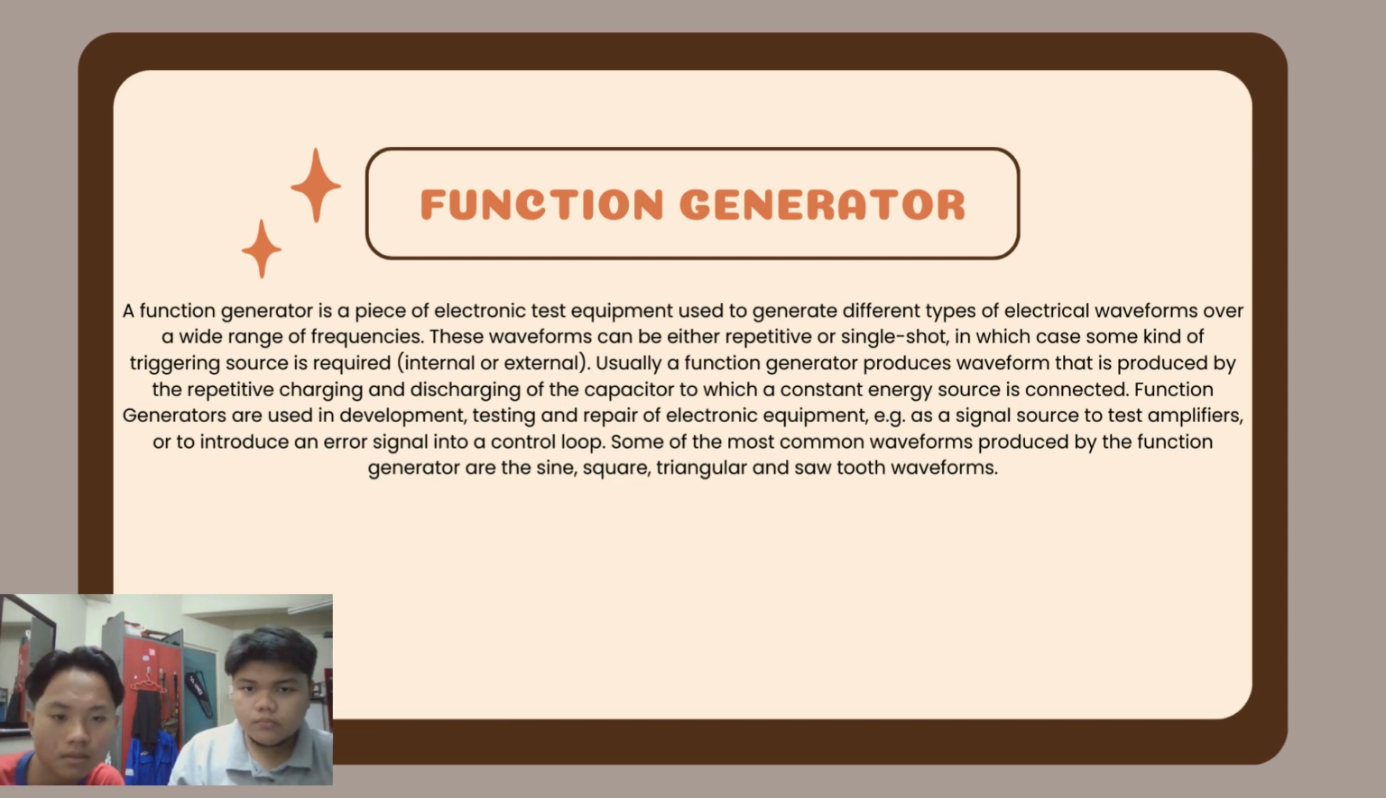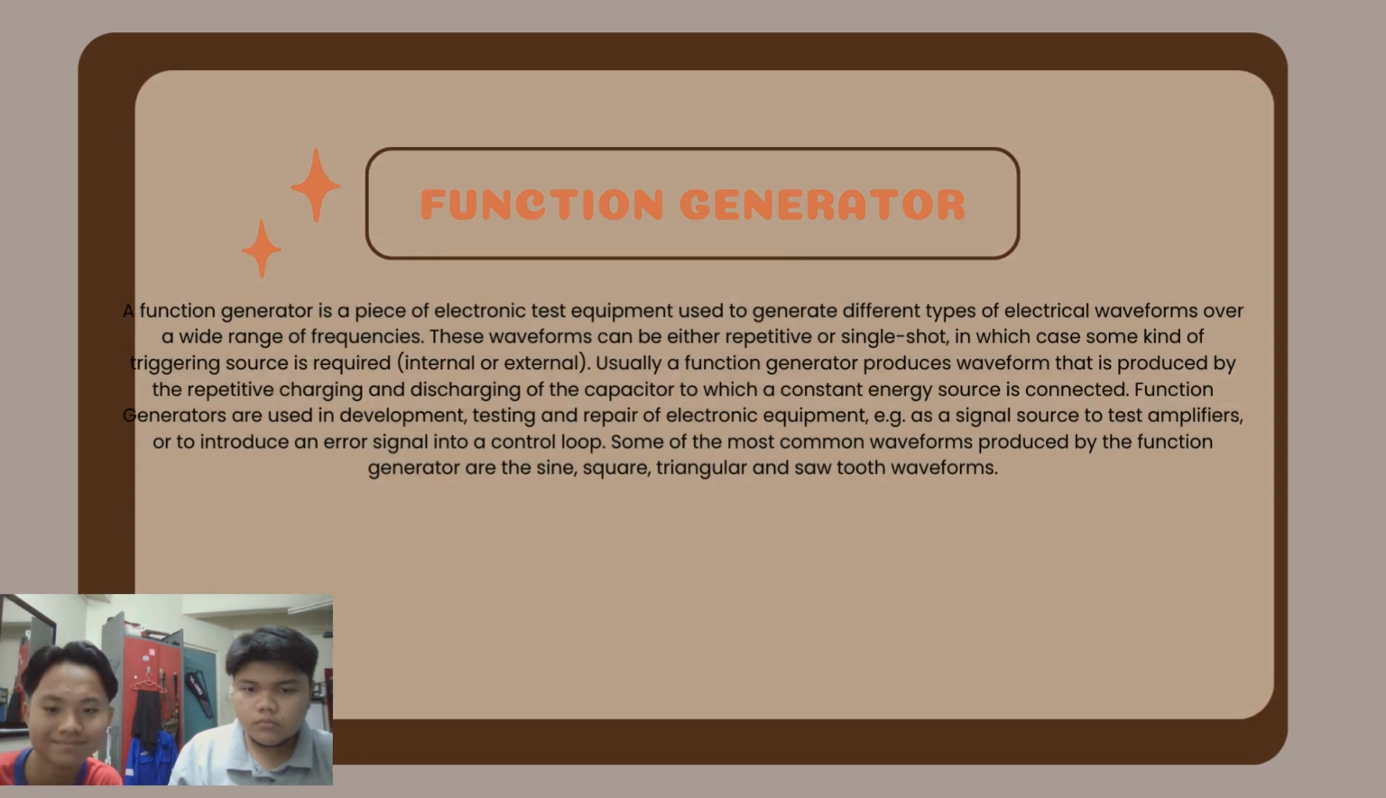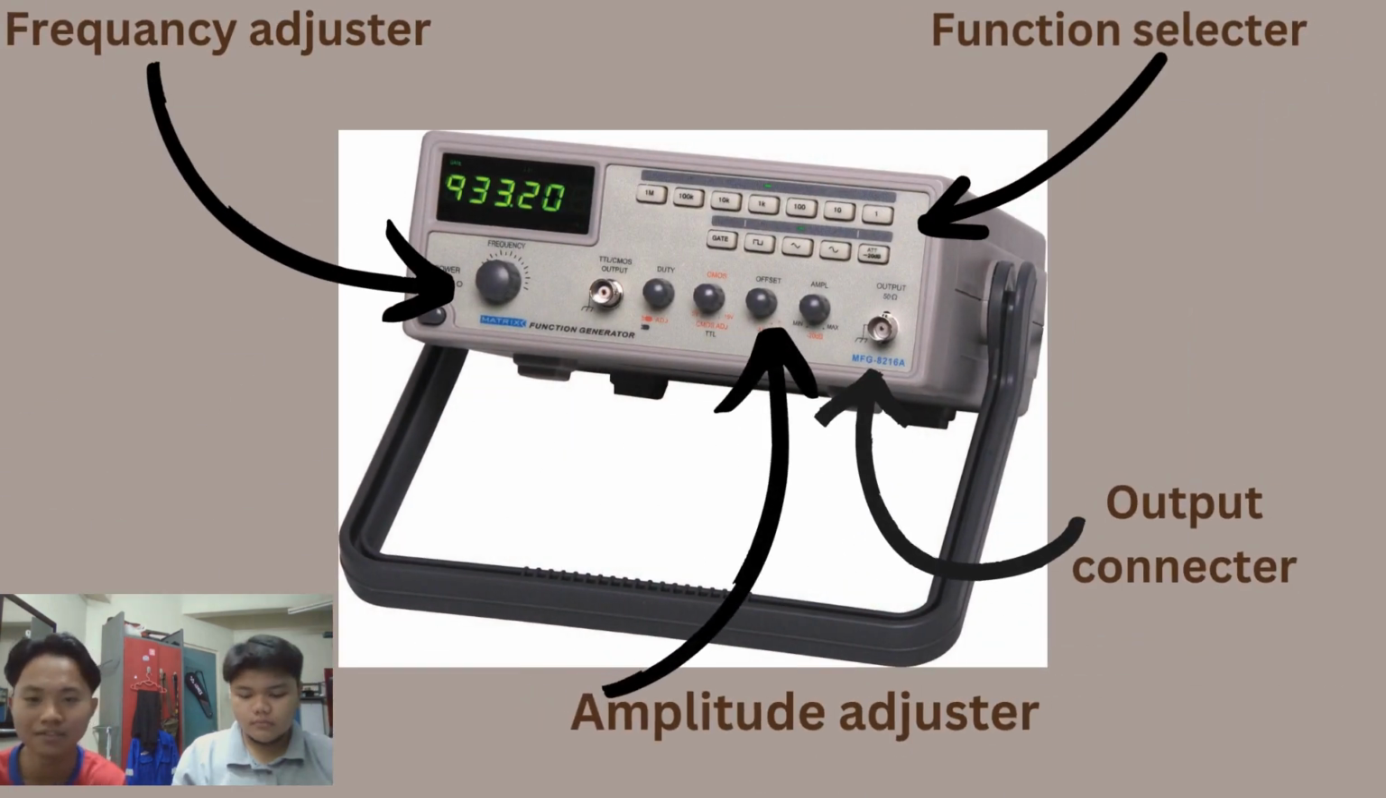Some of the most common waveforms produced by the function generator are the sine, square, triangular, and sawtooth waveforms. This is the front panel for the function generator. There are frequency adjuster, function selector, amplitude adjuster, and output connector.